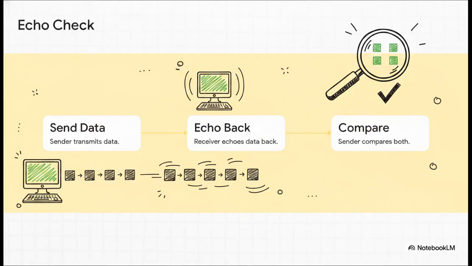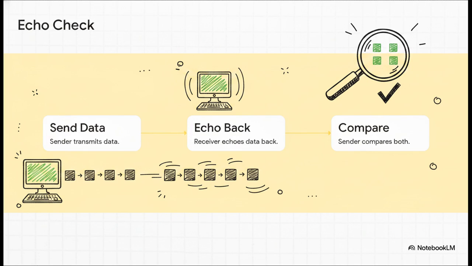And then we have the echo check. This one is remarkably simple but highly effective. Step 1, the sender transmits the data. Step 2, the receiver simply echoes or throws that exact data right back to the sender. Step 3, the sender does a direct side-by-side comparison.